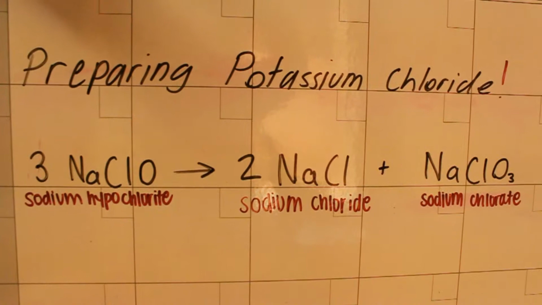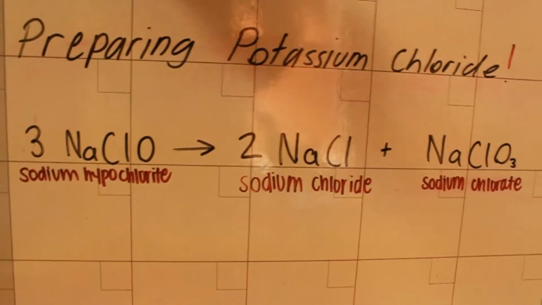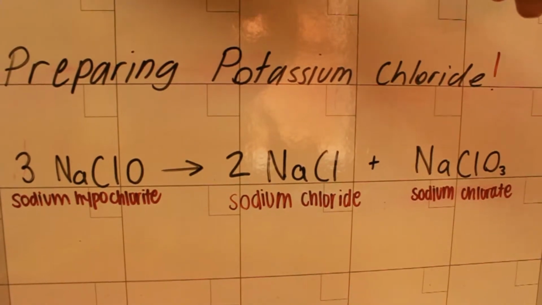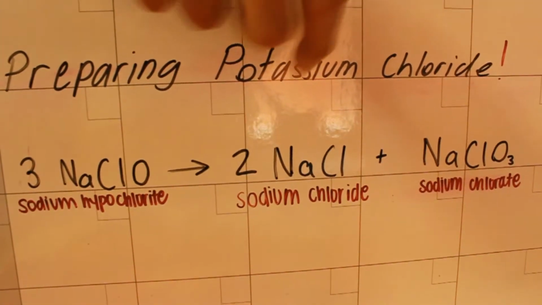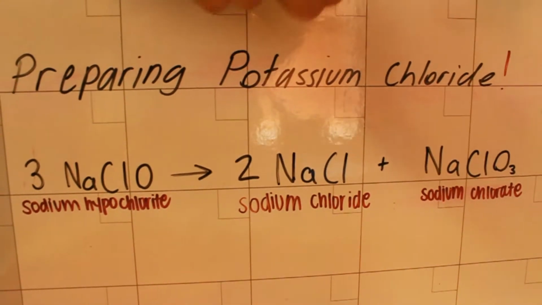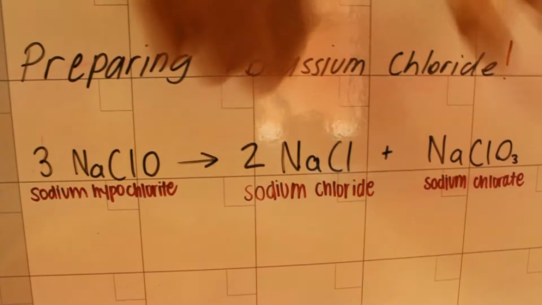So, we're going to start with a solution of bleach which has sodium hypochlorite, and whenever you boil that, it yields sodium chloride and sodium chlorate. Sodium chlorate is a crystal and sodium chloride is a liquid, so they're separated, and then we can work with sodium chlorate.